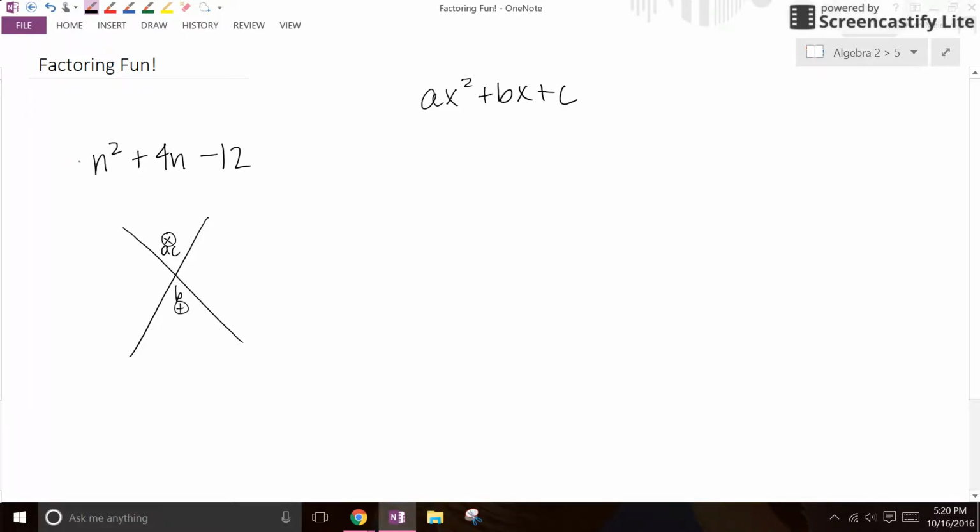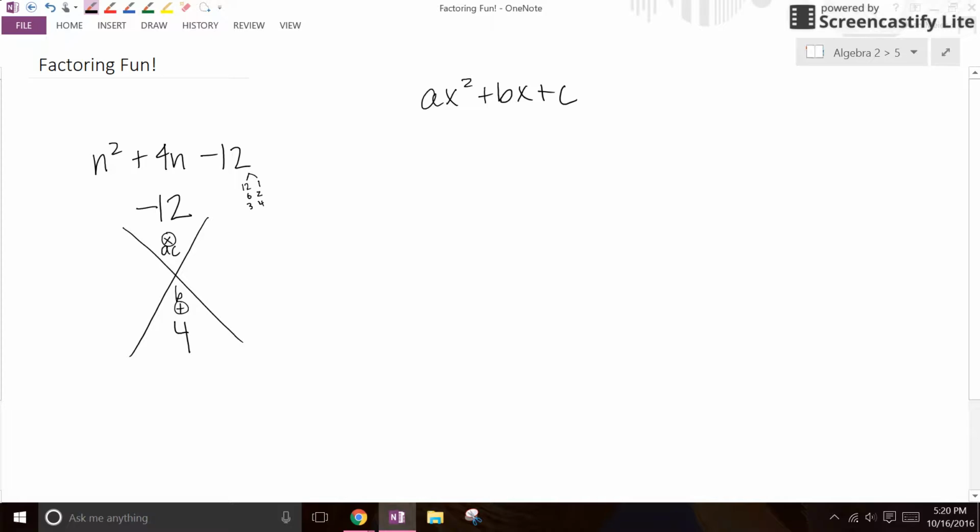So a times c is 1 times negative 12, so that's negative 12. And b is 4. And so that's what you have to do. You have to sit here and think, what numbers multiply to negative 12 but can add up to 4? So really, what is your job? To think of all the factors of 12. You're like 12 and 1, you're like 6 and 2, you're like 3 and 4. That's about it. Will any of those add up to 4?